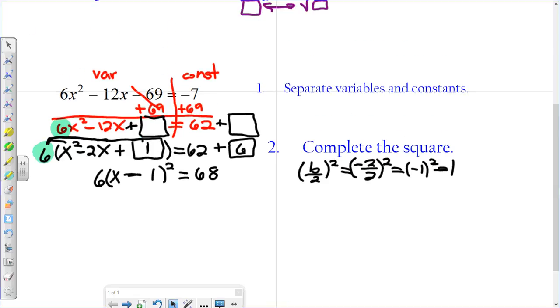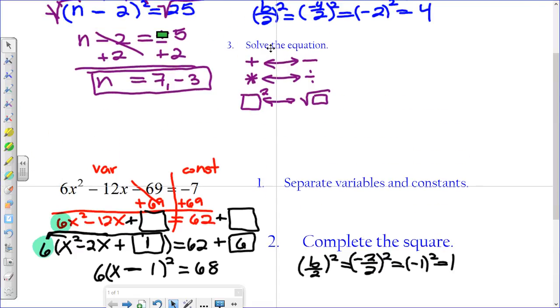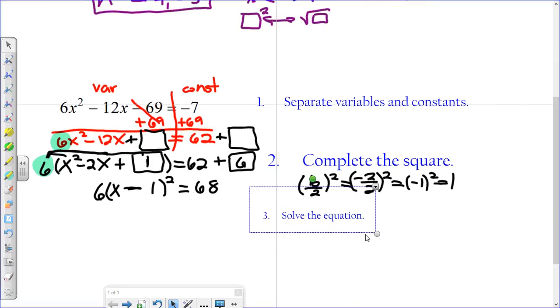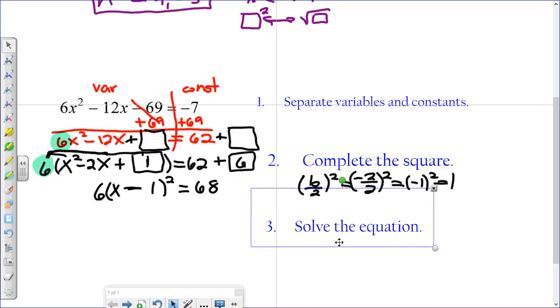Number 3 is I need to solve the equation. So step number 3 is solve the equation. The equation I have, I need to solve it. Now, you have to be careful. I need to get rid of 6. I need to get rid of negative 1, and I need to get rid of 2.